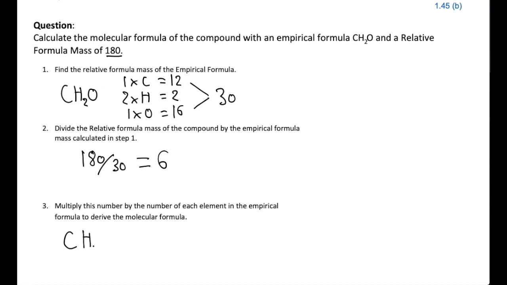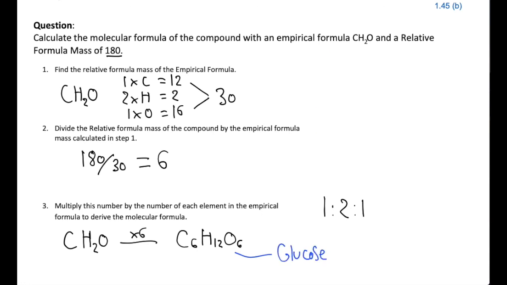So I'll write out the empirical formula again, and I'll just show you what I mean. We've got 1 carbon atom in this empirical formula. Times that by 6, we will have 6 carbon atoms, 2 hydrogens, 2 times 6 is 12, 12 hydrogen atoms, and of course 1 oxygen, 1 times 6 is 6. So the molecular formula is C6H12O6, and this is in the ratio of 1 carbon to 2 hydrogens to 1 oxygen. And this is actually the formula for a compound called glucose.